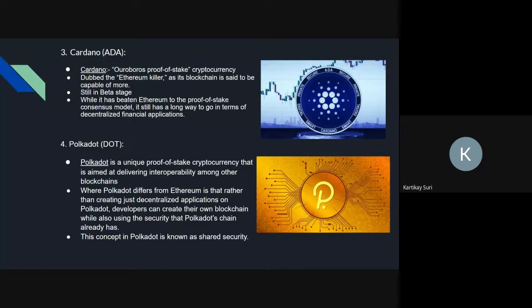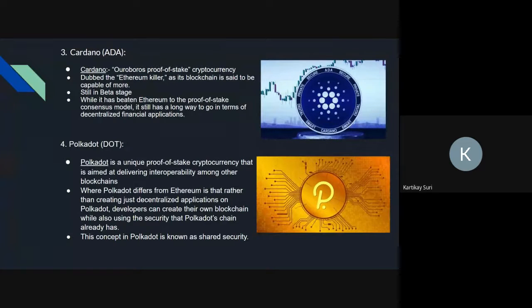Cardano is an Ouroboros proof of stake cryptocurrency that was created with a research based approach by many fields involved, such as engineers, mathematicians, and cryptography experts. It has also been infamously dubbed the Ethereum killer, as its blockchain is said to be capable of much more than Ethereum has achieved till now.